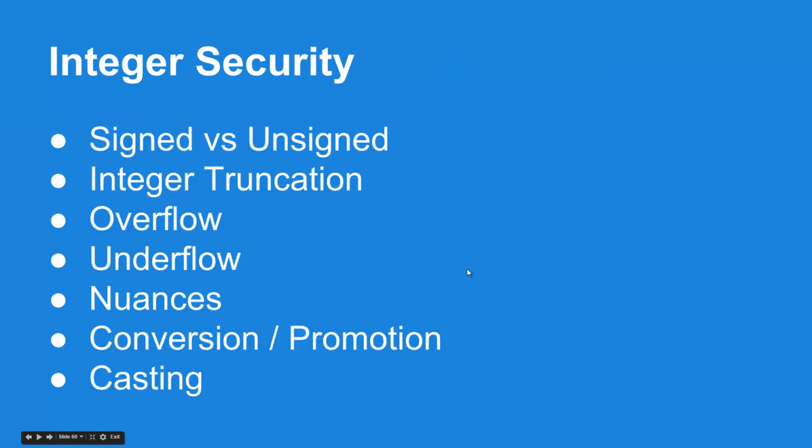So, that wraps it up for pointer security and pointer bugs. We'll now transition to integer security. We're going to cover a number of topics here: bugs regarding the mix of signed and unsigned variables, integer truncation, integer overflow, underflow, other nuances, the rules for integer conversion and promotion, and other casting errors.